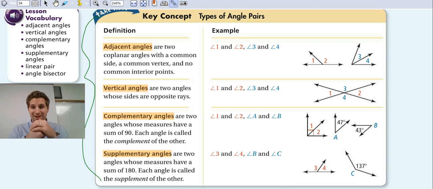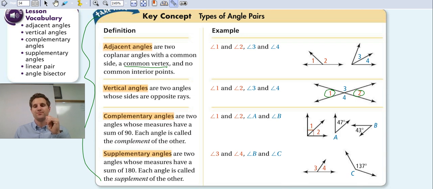Number one, adjacent angles. That means they are next to each other. They share a common vertex, okay? But they have no common interior point. So one's next to two, but they're not a part of each other. Vertical angles are two angles whose sides are opposite rays. So they're opposite of each other, directly opposite of one another.